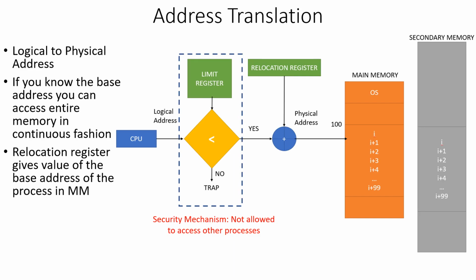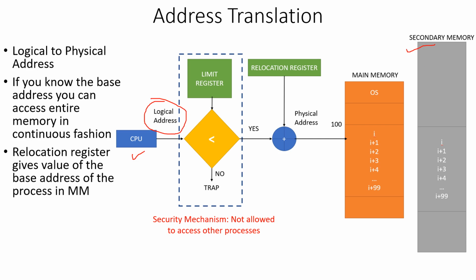CPU generates a logical address for secondary memory. But the process is stored in the main memory, which has a physical address. Hence, there is a need to translate this logical address to the physical address. So, what I am saying here is CPU is here, which will generate a logical address to access a secondary memory, process in a secondary memory.